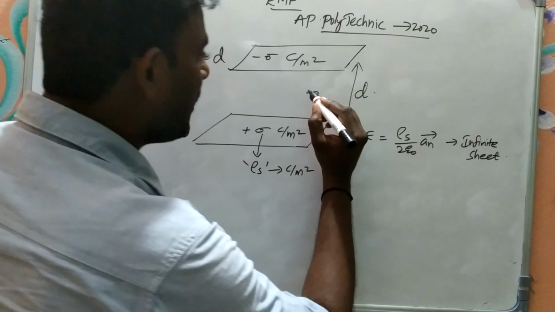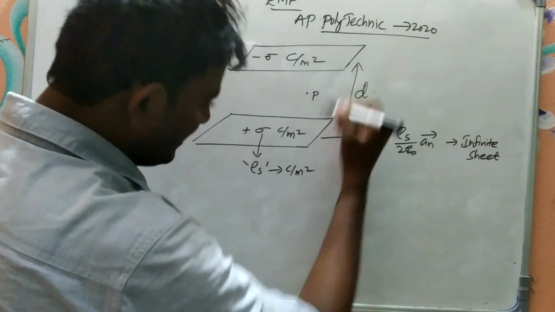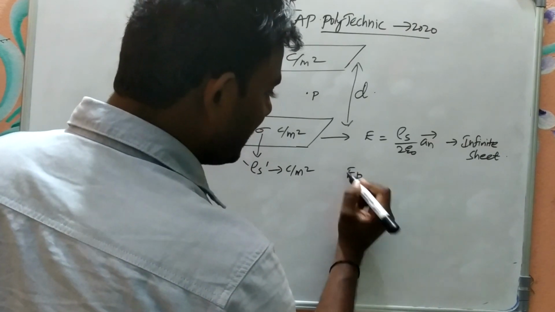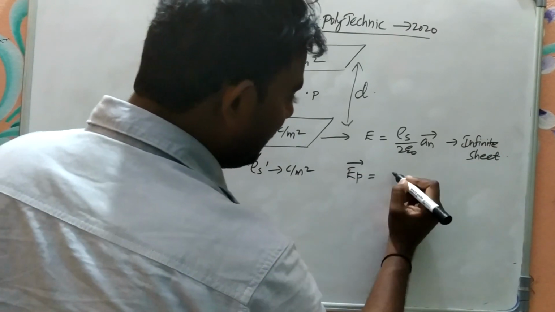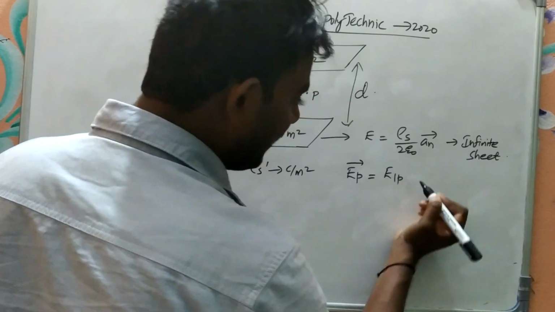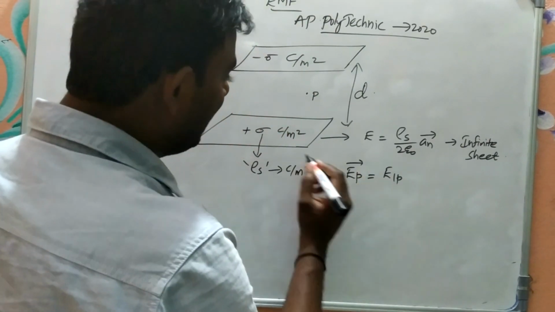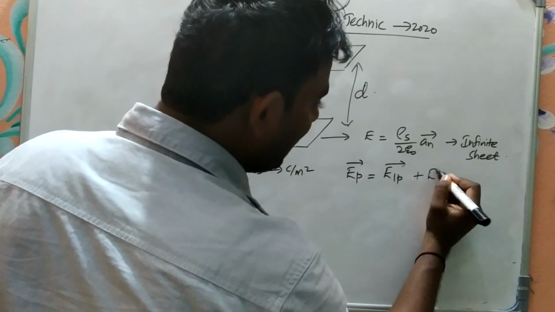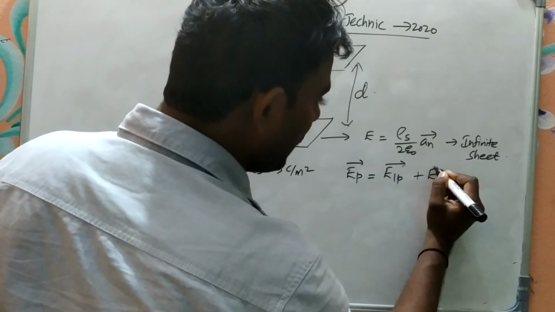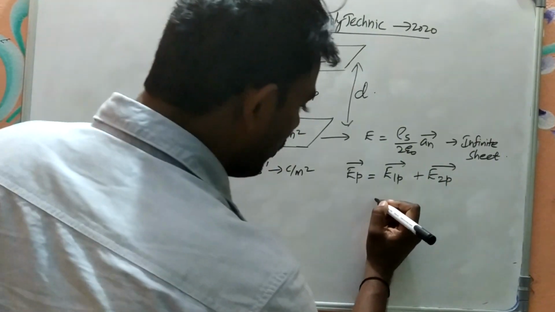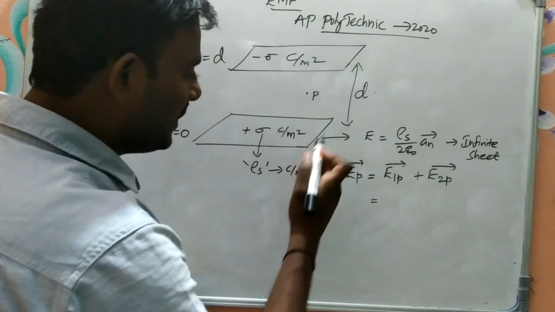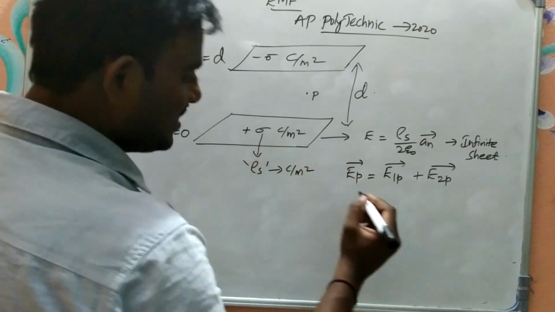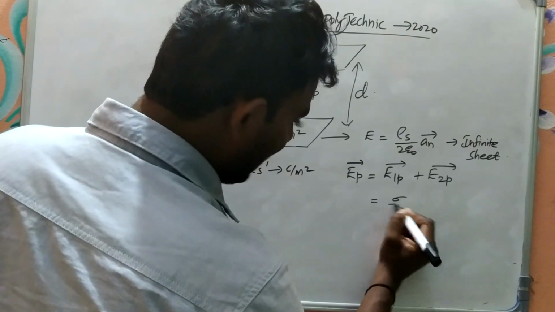Now, at any point P in between the sheets, the total electric field intensity E_P bar can be taken as the summation of two electric field intensities. One electric field intensity is due to the first sheet at the point P, and another electric field intensity is due to the second sheet at point P. Okay? Now what is the electric field intensity at point P due to the first sheet? It is ρs by 2 epsilon naught. What is ρs? Sigma. So for the first sheet it is plus sigma.